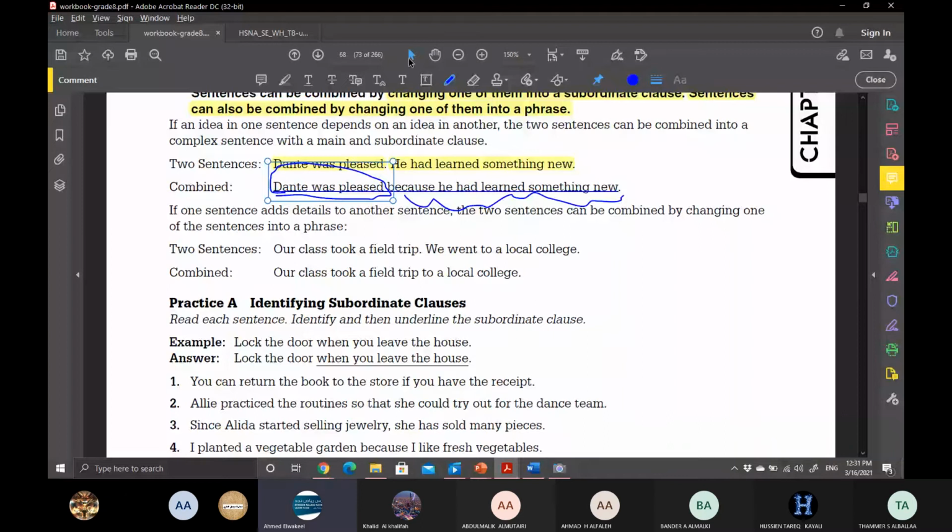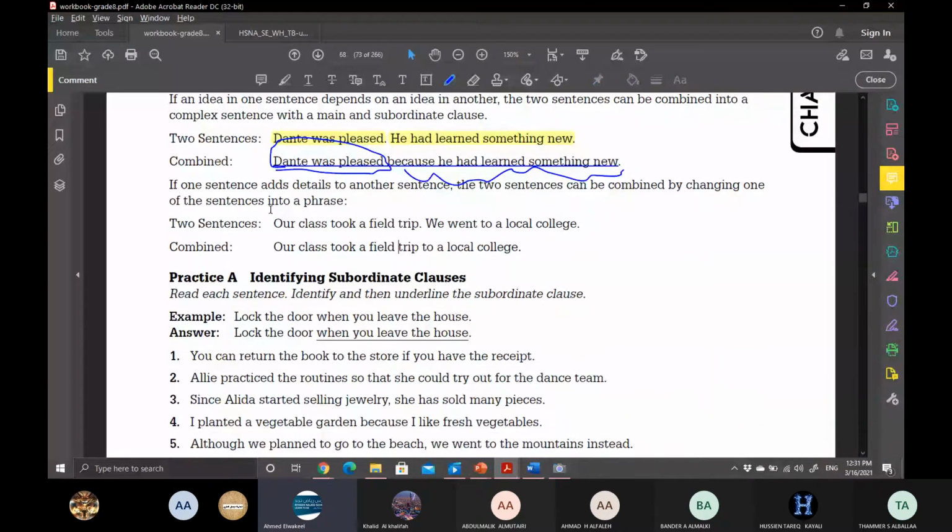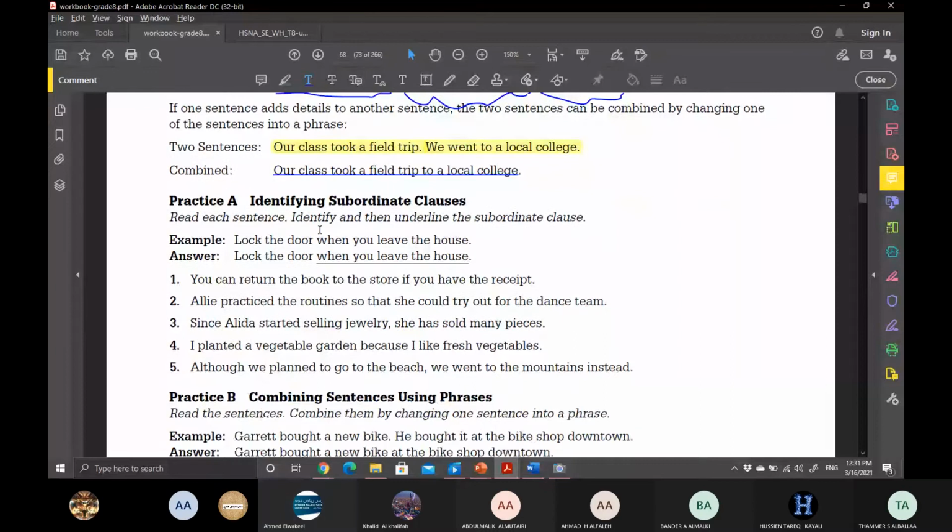On the other hand, I can make two of them just one phrase. "Our class took a field trip" is a simple sentence. "We went to the local college" is another simple sentence. So simply, we call this a phrase in English: Our class took a field trip to the local college. So I combined two simple sentences into just one simple sentence, which is called a phrase.